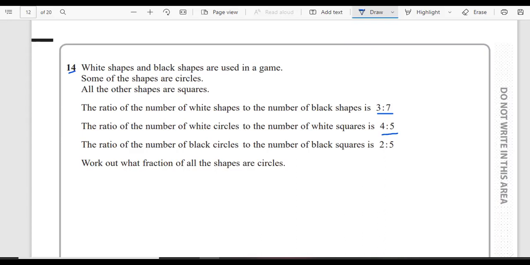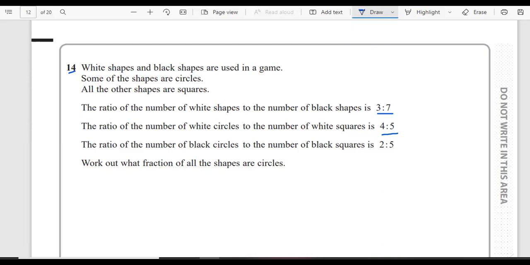4 out of 26. 4 out of 26. Is this the answer? I'm just checking, is that right? No. Because I thought you just do number. Oh, wait. No. Would it be, you have white circles, you have black shapes, so would it be 6 out of 26?